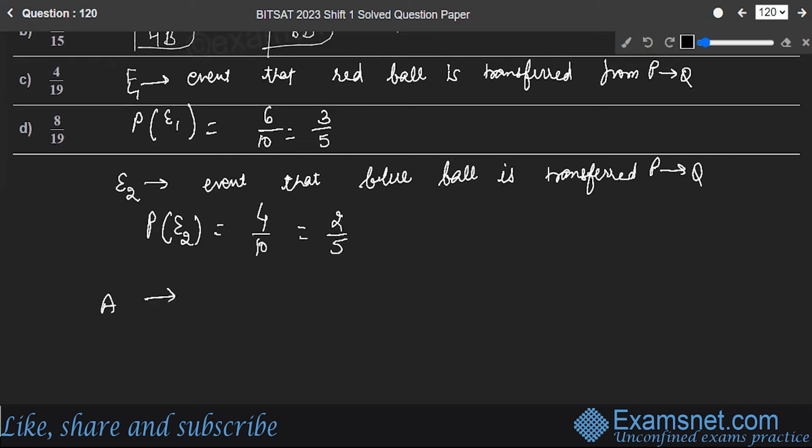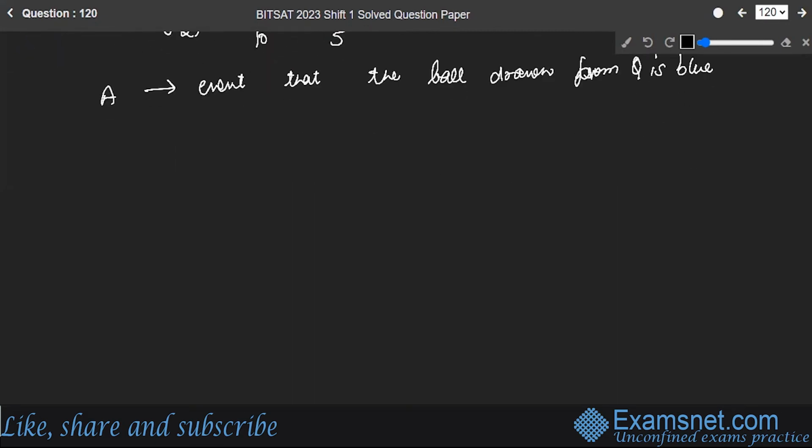Let A be the event that the ball drawn from Q is a blue ball. Now, as the bag P contains 6 red balls and 4 blue balls, and we have assumed the event that the ball withdrawn from the bag Q is blue. First of all, note that these two are mutually exclusive and exhaustive events.